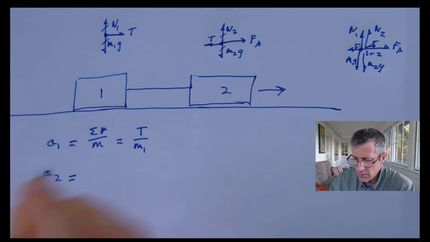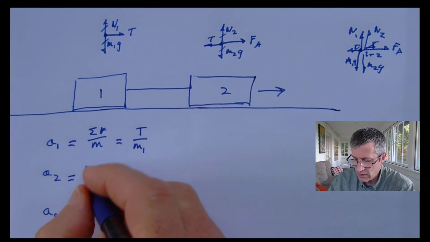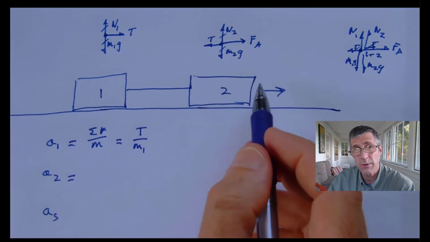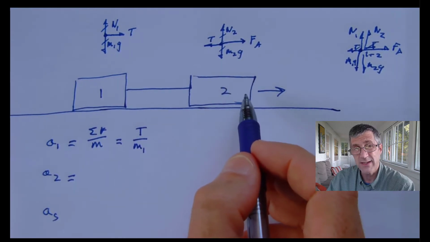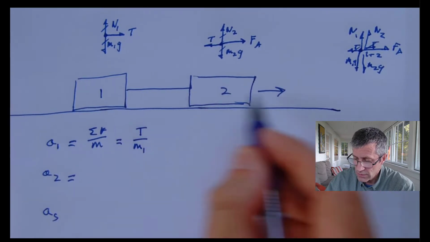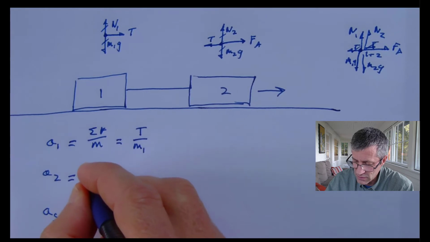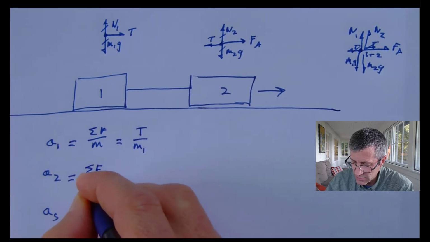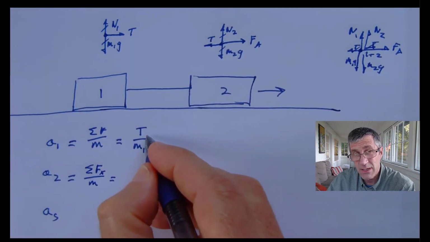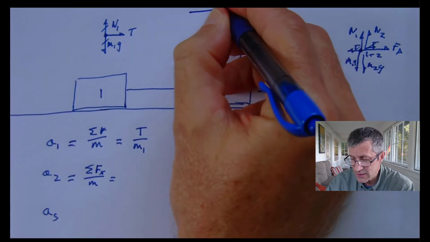I'll do the same for box 2. Again, my vertical dimension is not so interesting, so I'm not going to worry about that. I could write that separately. My horizontal dimension is the one I'm interested in. In my horizontal dimension, the sum of my forces divided by the mass is going to be what? Well, I've already decided, because I made this tension positive, that this is the positive direction.